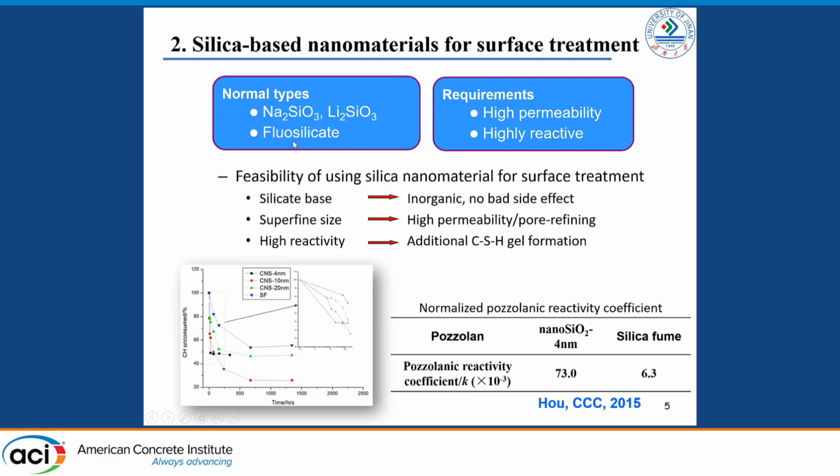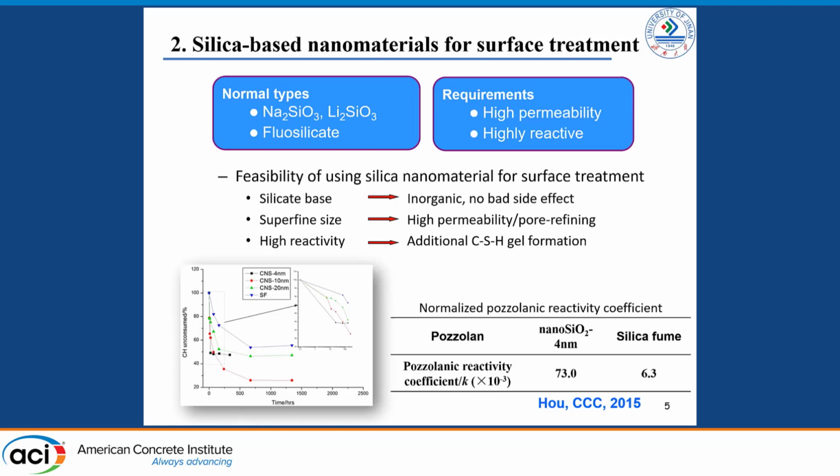In recent years, people did a lot of research or even practical use of silica nanoparticles to be added into the concrete for the enhancement of the properties. Due to the high reactivity as well as the fine particle size, it triggers us to think whether these kinds of nanoparticles can be used for the surface treatment. And this picture shows the high CH consumption rate of the nanoparticle. So will this feature be taken advantage of at the surface of the concrete?